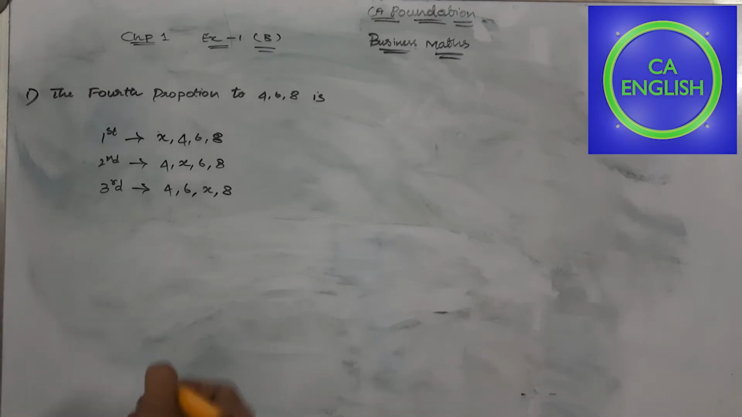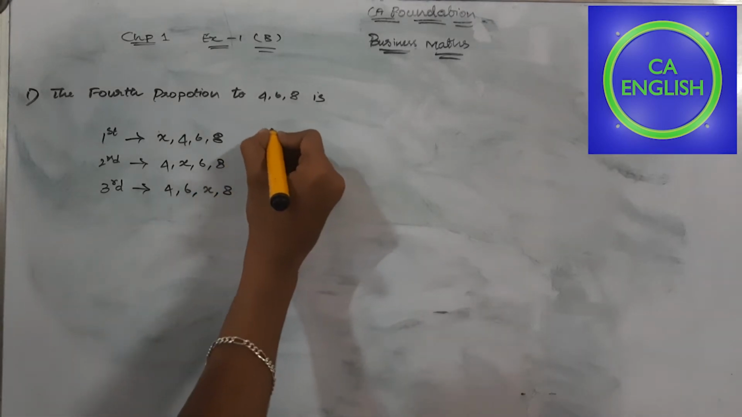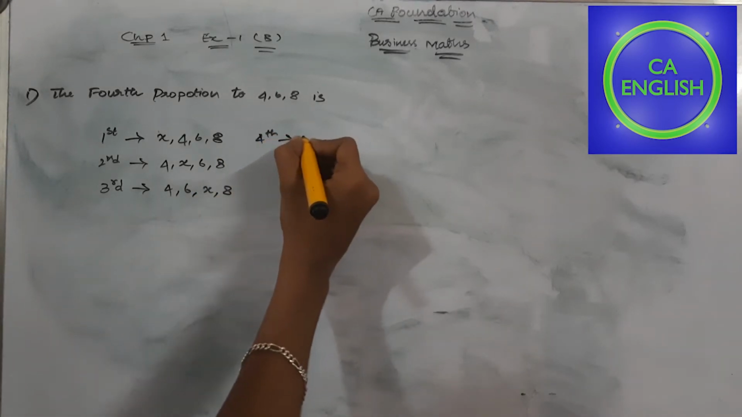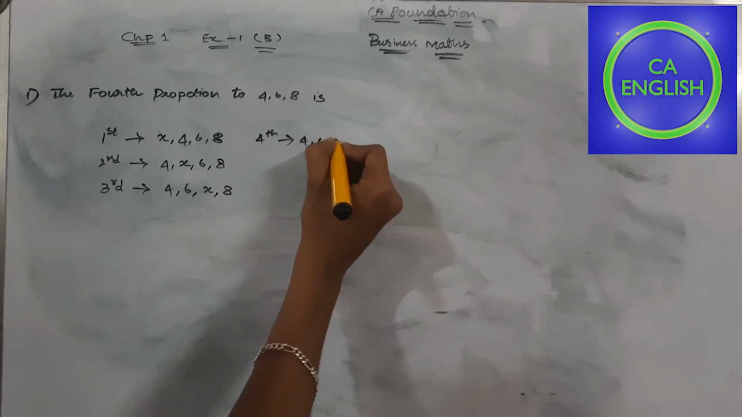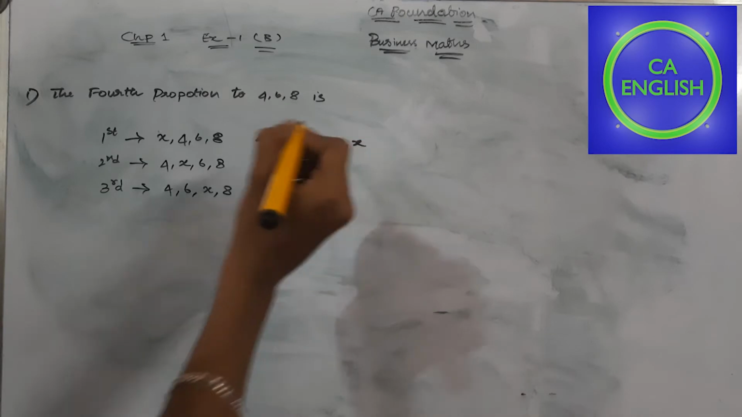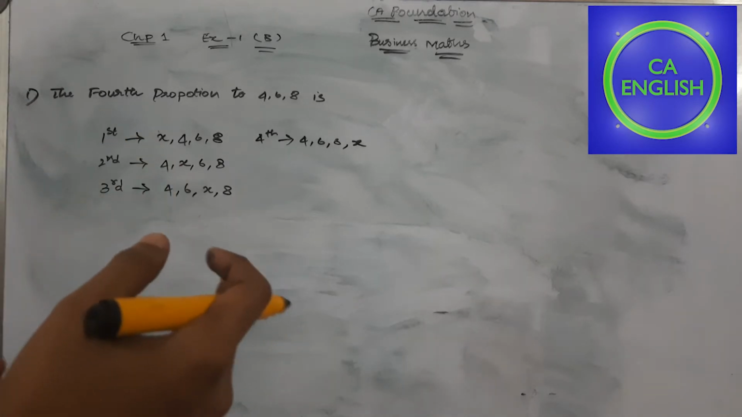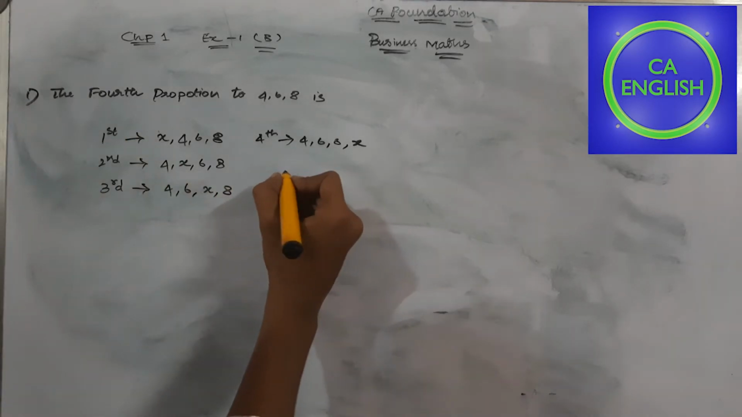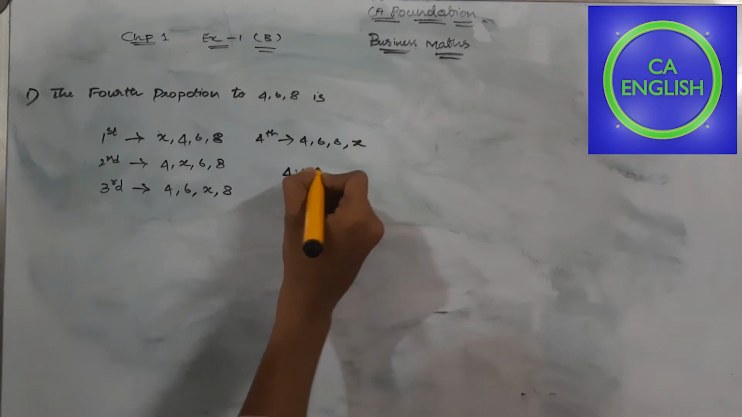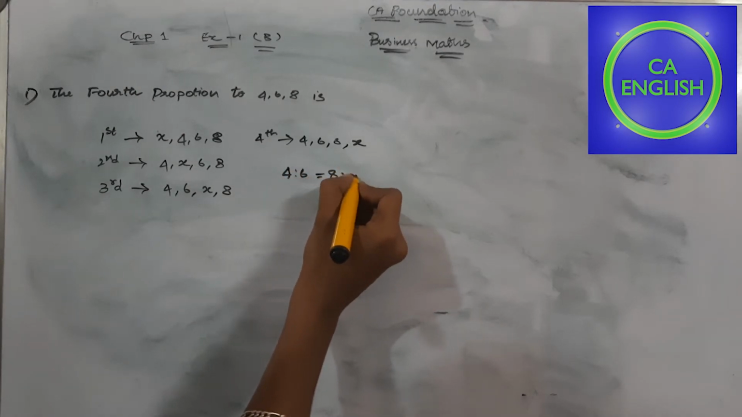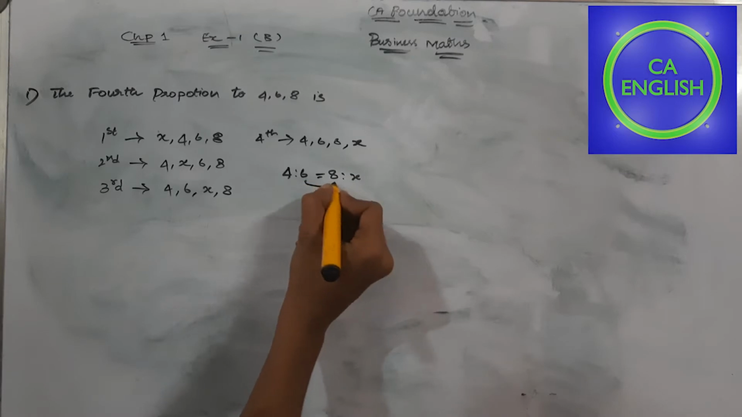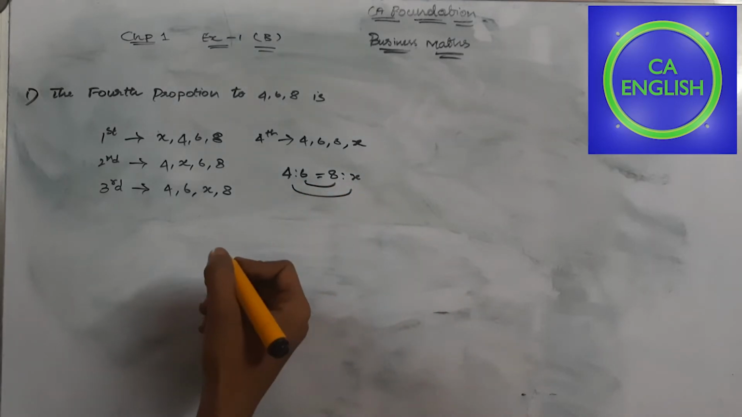That means what is the formula? Fourth proportion is equal to 4, 6, 8, x. This is the formula for the fourth proportion. Now we want to convert into ratio. Just write 4 is to 6 is equal to 8 is to x. Multiply with the alternative numbers. Just multiply like this.